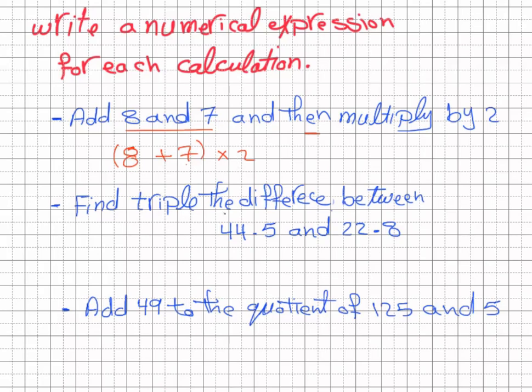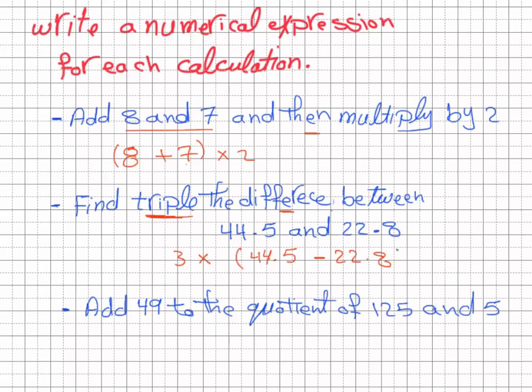Find treble the difference. I want to find treble of what? Of the difference. Until now I don't know the difference between 44.5 and 22.8. If I wrote it like this, 3, treble means 3 multiplied by 44.5 minus, because difference, 22.8, this means only 3 multiplied by the first number. This means not multiplied by the difference.